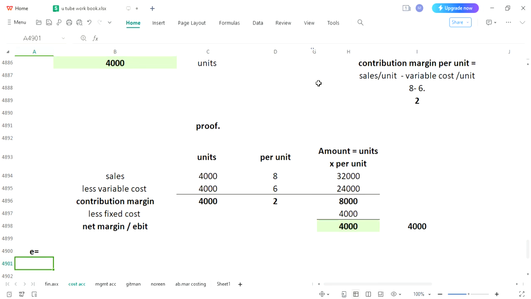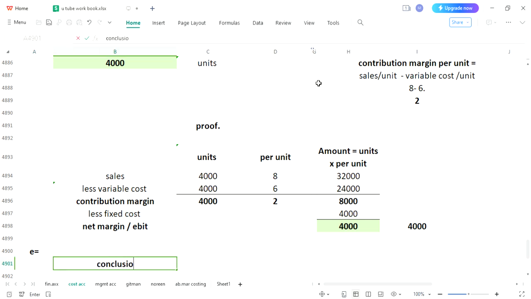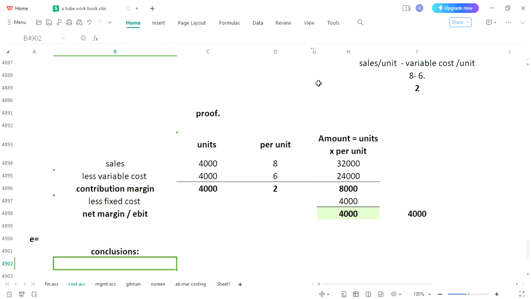Here conclusions are made, and first conclusion is don't sell 1500 units for $10,000.